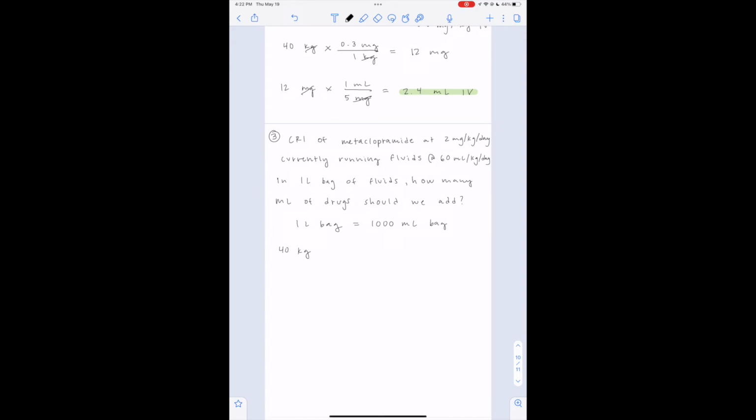Okay, so we start with our weight, which is 40 kilograms, and we multiply this by 60 mils per kg per day. And we want to do 2 times this, so that's why I wrote the times 2. And that'll give us 4,800 mils per day.